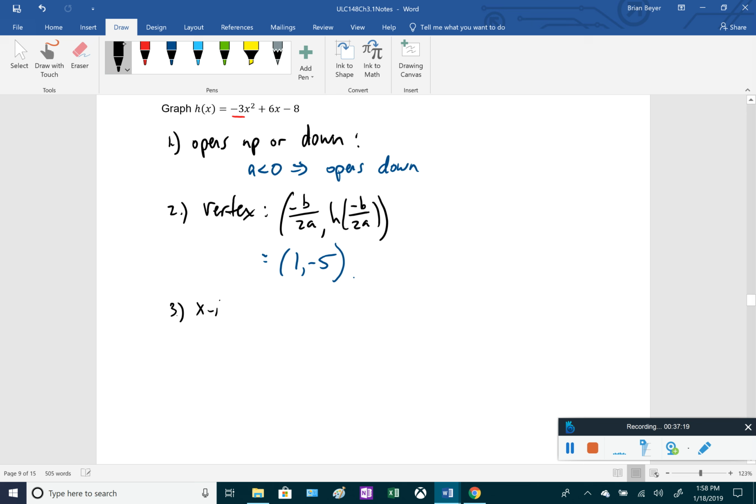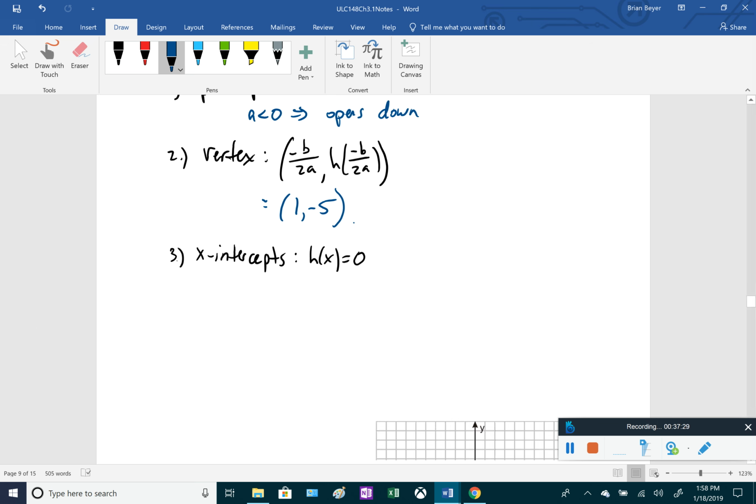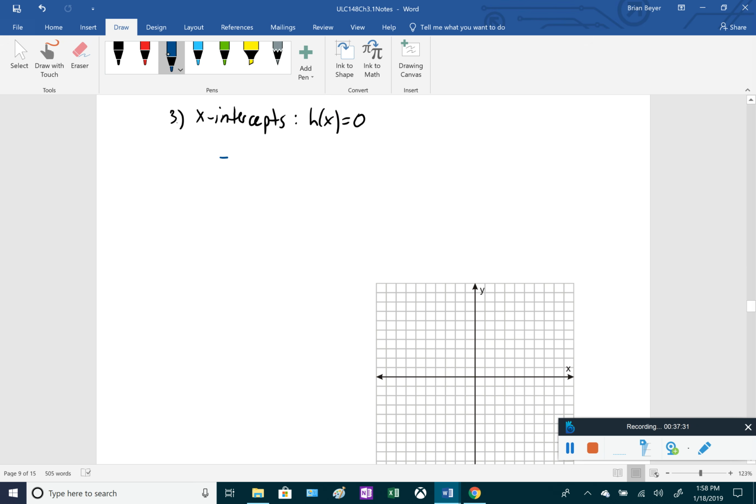Next, for the x-intercepts, we're going to set it equal to 0 once again. So we're going to set that function equal to 0. We get negative 3x squared plus 6x minus 8 equals 0. So maybe this factors, but not even going to bother. Just going to go right to the quadratic formula. So x equals negative b plus or minus the square root b squared minus 4 times a times c all over 2a.